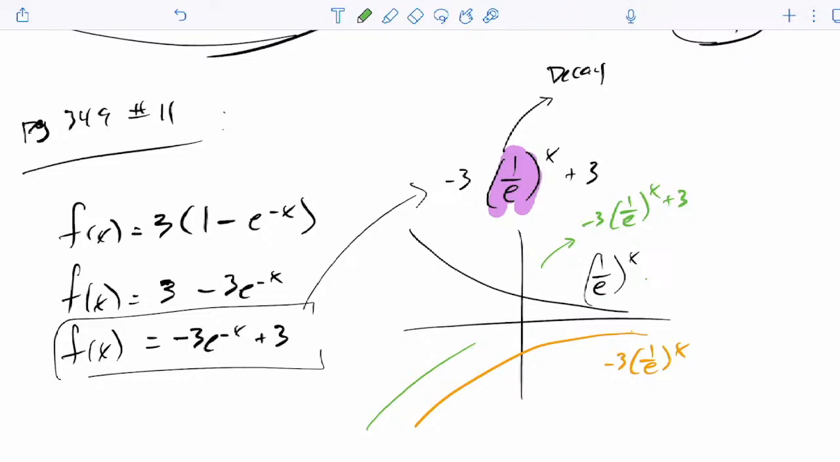Oh, where would it be? Yeah, it would be up here. Something like that. I can't make it to scale, but yeah. Because if you let x be 0, you get 0, so it crosses through the origin. And it would have that sort of shape to it.